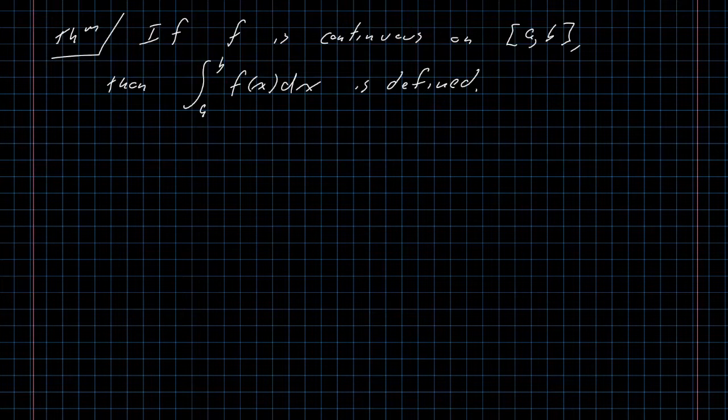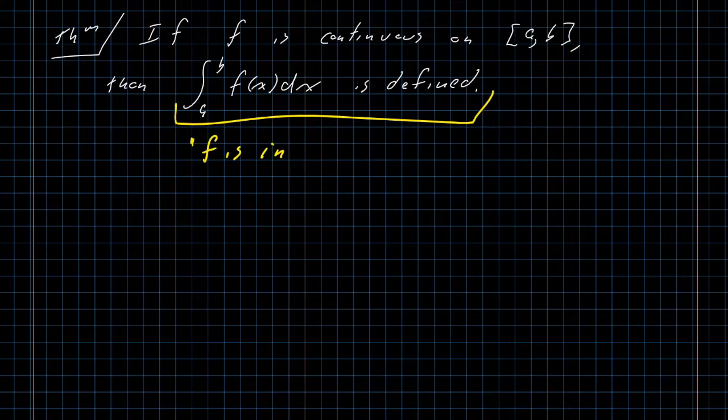If our function f is continuous on the interval from a to b, then the integral from a to b of f of x dx is defined. And that's a bit of a mouthful. So instead of saying the integral is defined, we often will say f is integrable on [a, b]. I think that this theorem is kind of obvious.